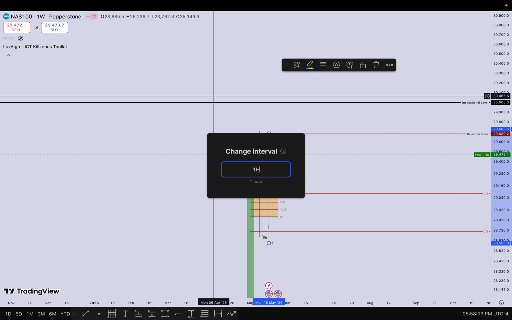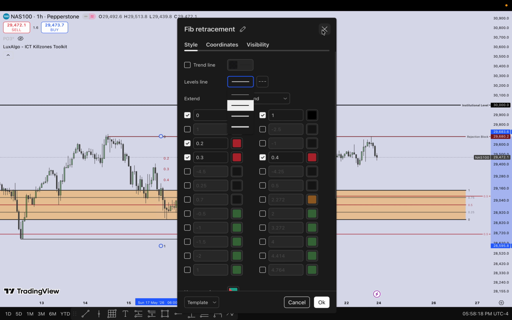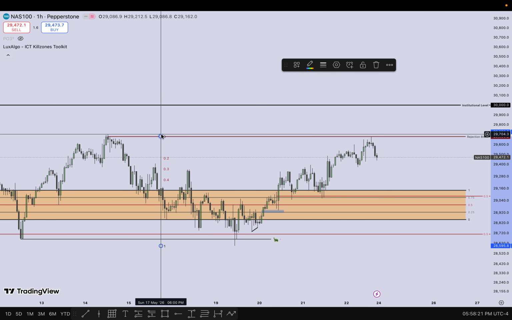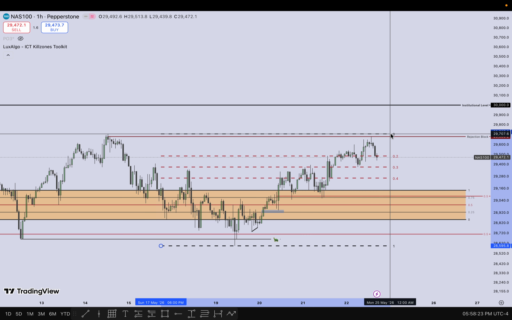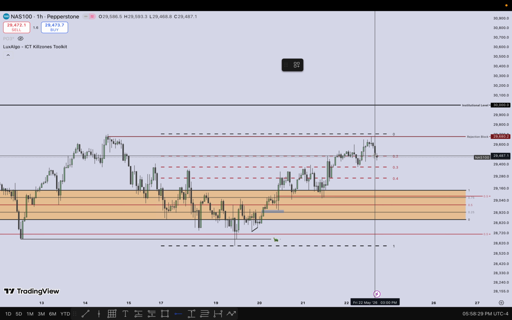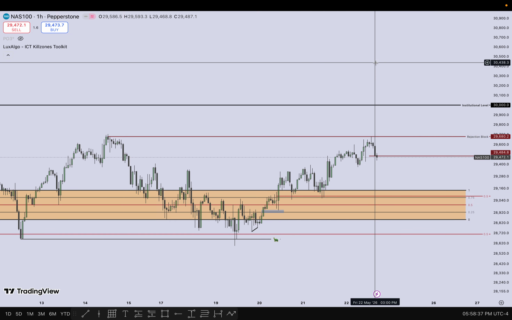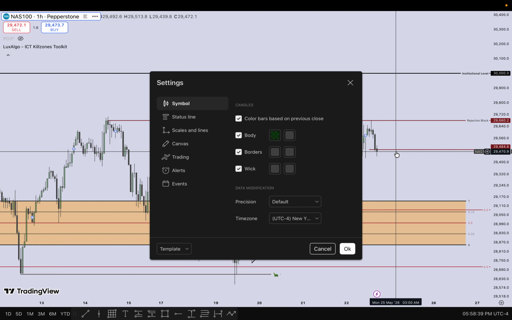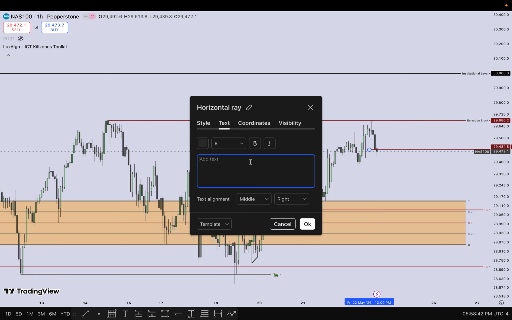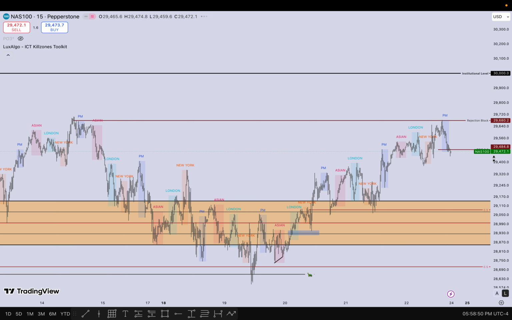Let me go into the hourly. This is my weekly range, and I'm marking the 0.2 level. I think the retracement is done into the 0.2. I'm marking this level, and I'm removing this weekly grading level and marking this as TGIF 0.2.